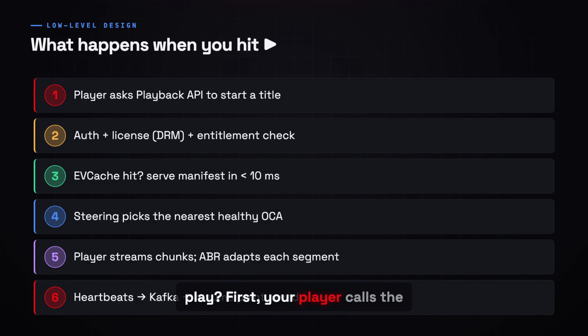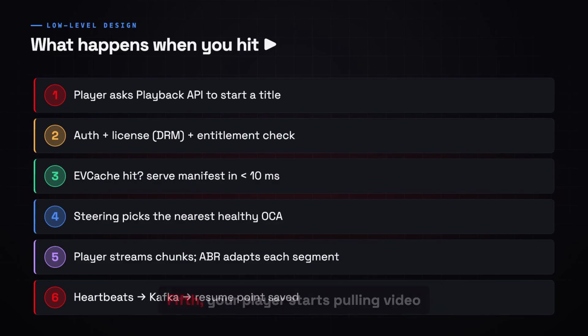First, your player calls the playback service to start the title. Second, the system verifies your identity, your subscription, and your viewing rights and hands over a DRM license. Third, it fetches the streaming manifest, and because that's a hot read, it usually comes straight from EVCache in well under 10 milliseconds. Fourth, a steering service picks the closest healthy OpenConnect appliance for you.